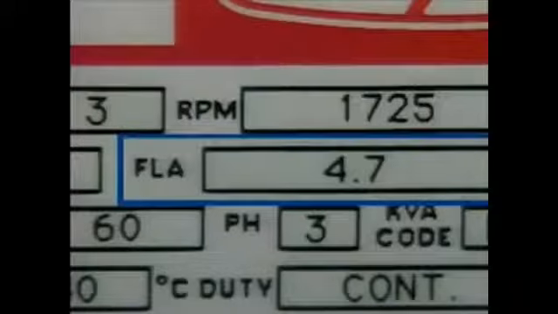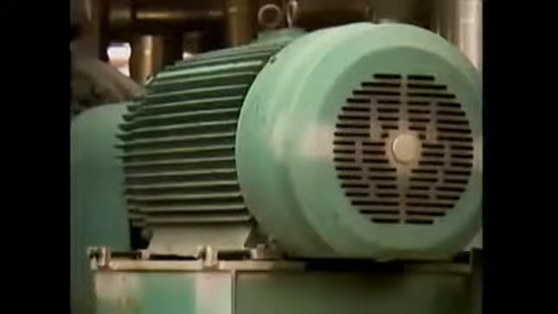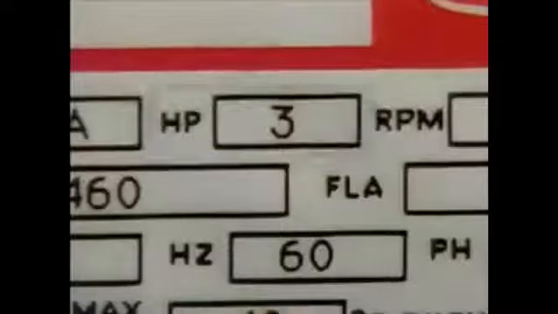The current rating is the amount of current the motor can draw during normal operation without being damaged. The amount of current a motor actually draws usually varies over a range. The amount of current drawn at any one time depends on the load on the motor. In other words, how hard the motor is working.